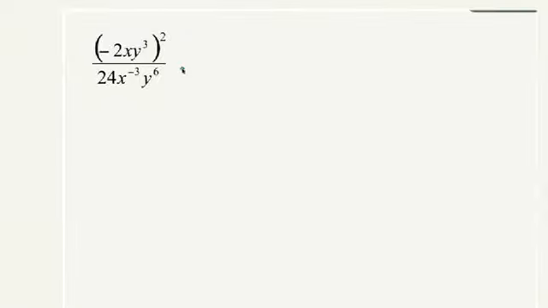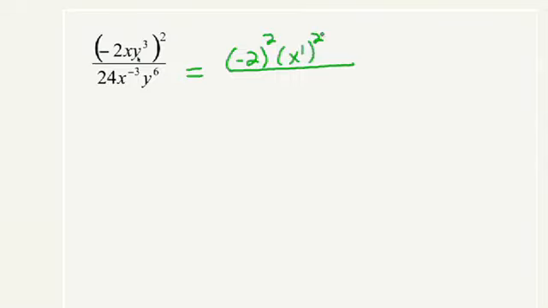All right. So I have negative 2 squared. I have x to the first power squared. Again, if you don't see an exponent, it's understood that there's a first power there. I have y cubed squared. Down here I have 24. I have x to the minus 3 and y to the 6th.